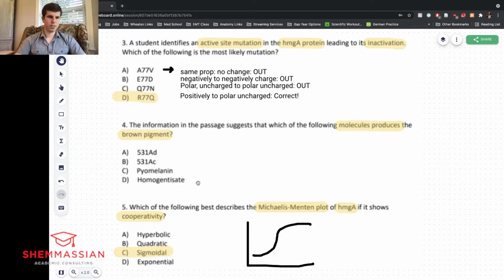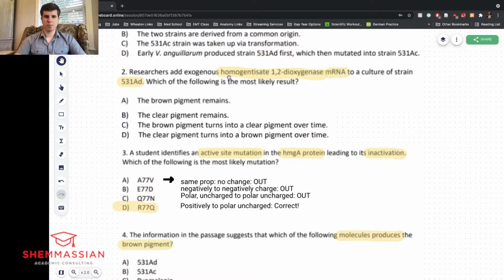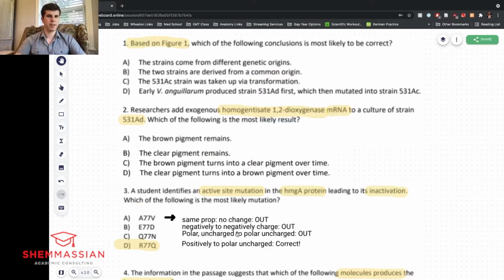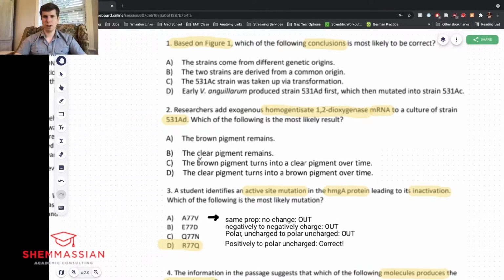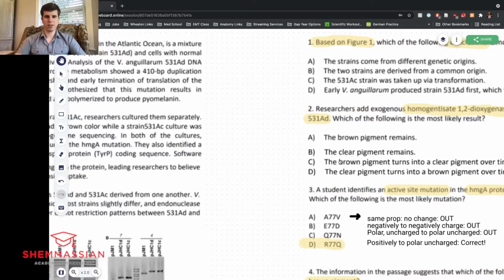Now, as we go back to read the passage, the information we're looking for is the molecules that produce the brown pigment, homogentizate 1,2-dioxygenase mRNA, and how that's associated with this. The fact that they're adding it in, so maybe it gets removed at some point, now they're adding it back, they're asking what's going to happen. And then we're looking at figure 1 and the conclusion from figure 1. So this is not that much information that we actually need to pull out from this passage. So let's go over to the passage and see if we can pull out this information and get these questions right.